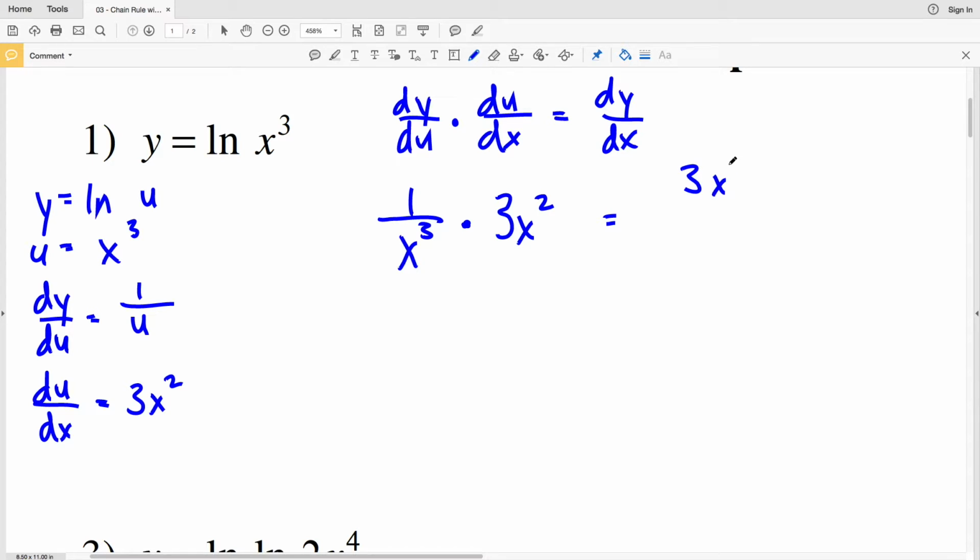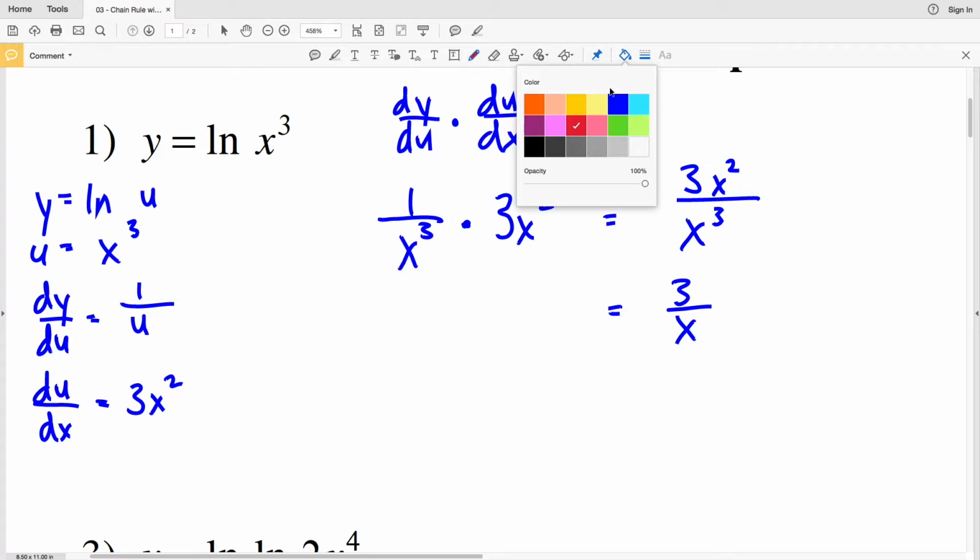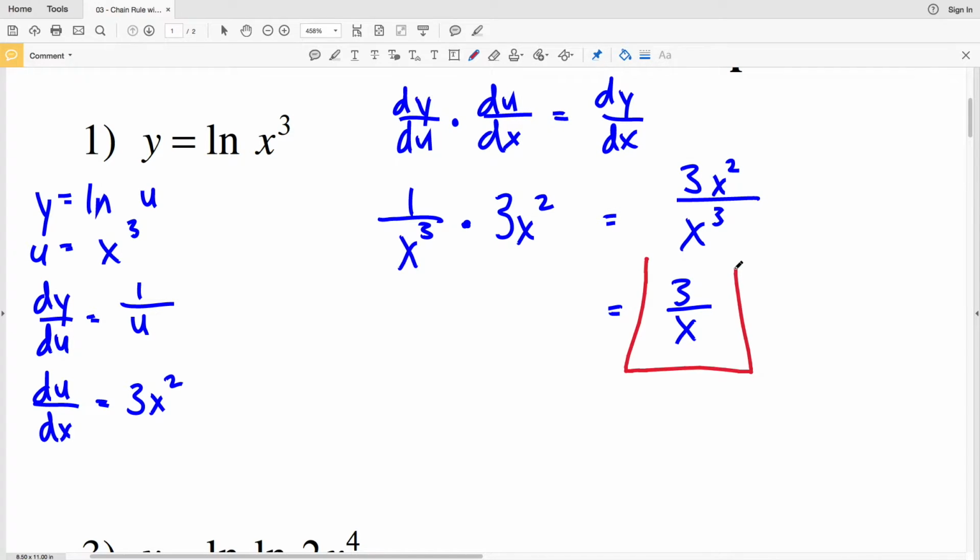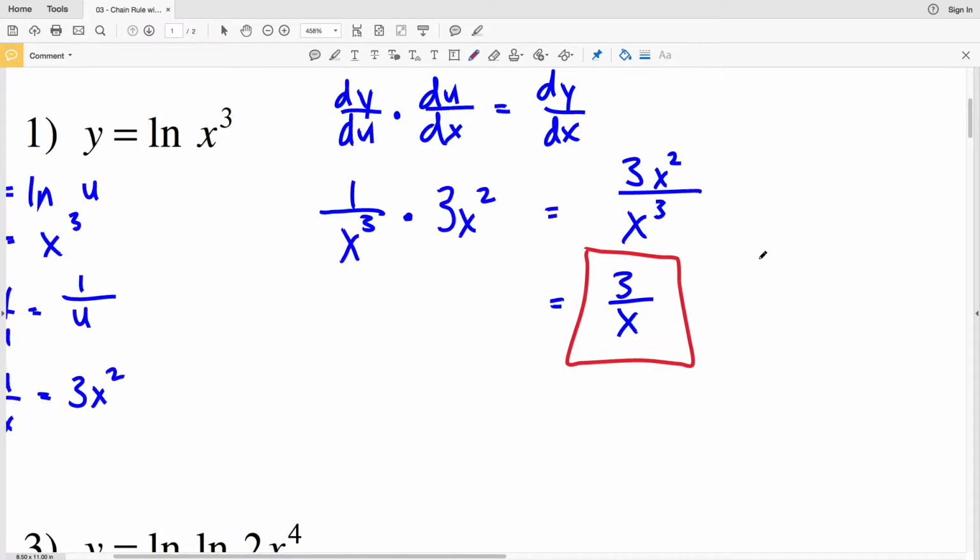So that's 3x squared over x cubed, which I can simplify using my laws of exponents, because 3x squared divided by x cubed is 3 over x. That's because x squared over x cubed is x to the 2 minus 3, which is x to the negative 1, which is 1 over x. And 3 times 1 over x is 3 over x. So our derivative in number 1 is 3 over x. Let's move on to number 2.